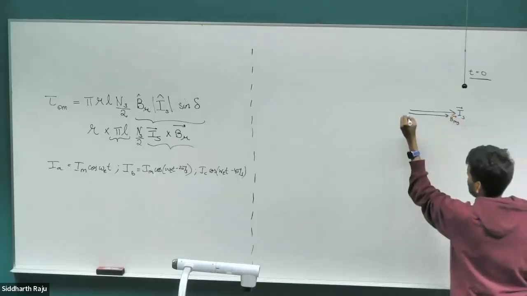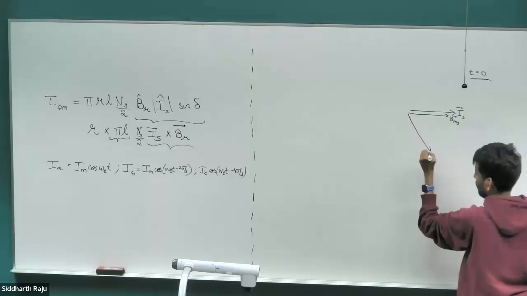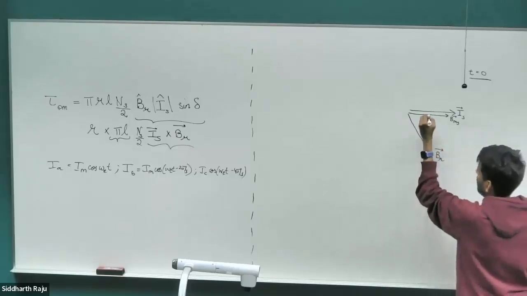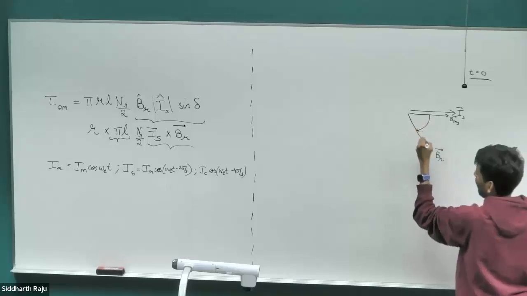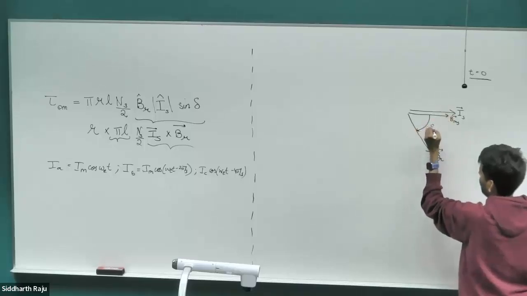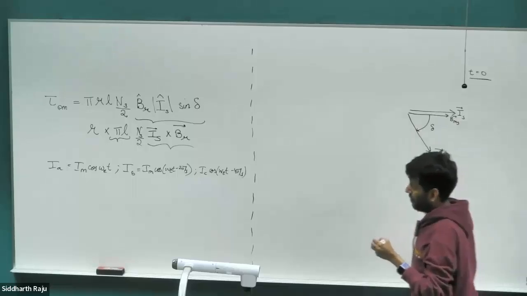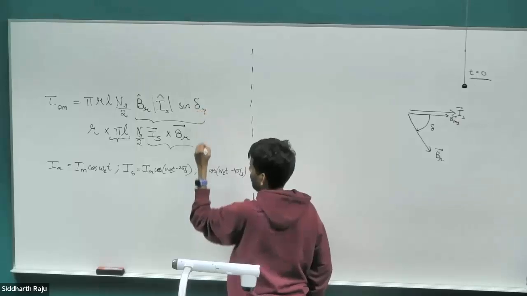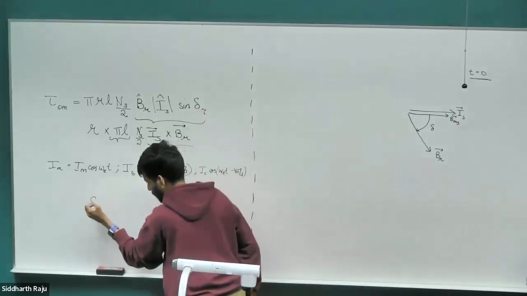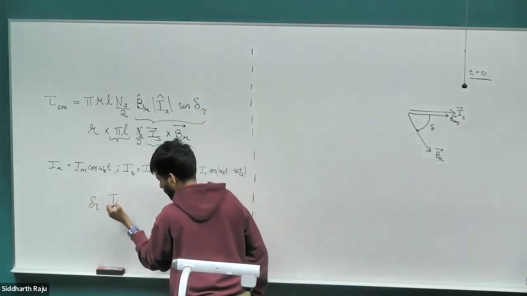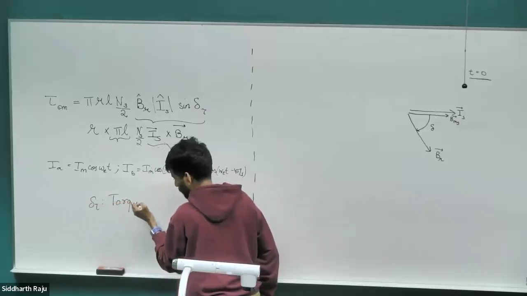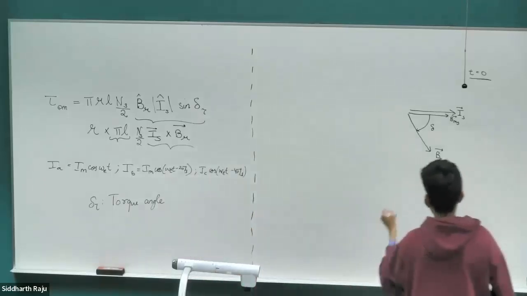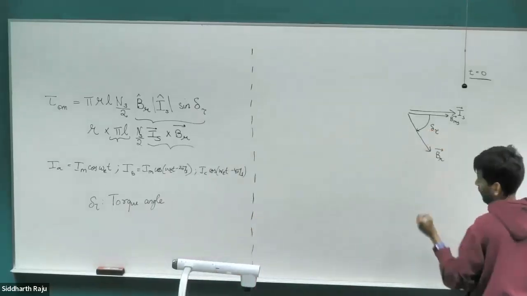Our rotor magnetic field space vector, BR space vector, can be in any direction. And the angle between the BMS space vector and the BR space vector, or the BR space vector and the IS space vector, is what we call delta. So since we are going to talk about three different angles, let me give a subscript to this, delta tau, where delta tau is the torque angle.